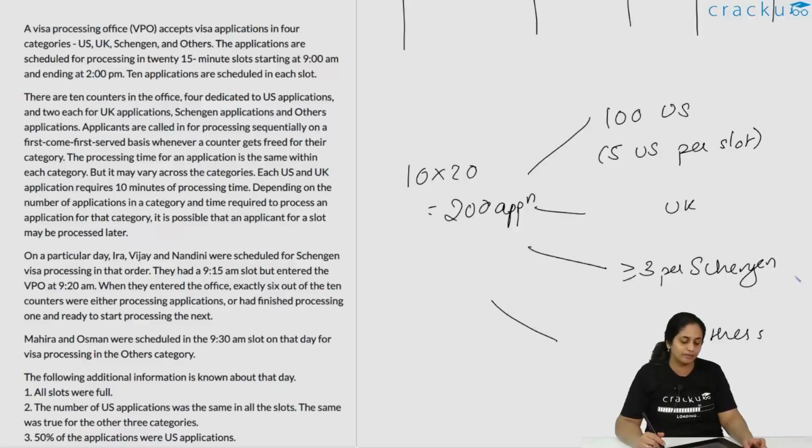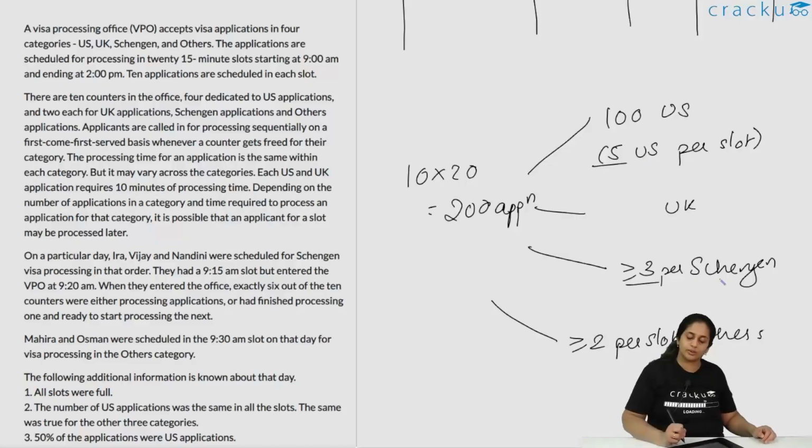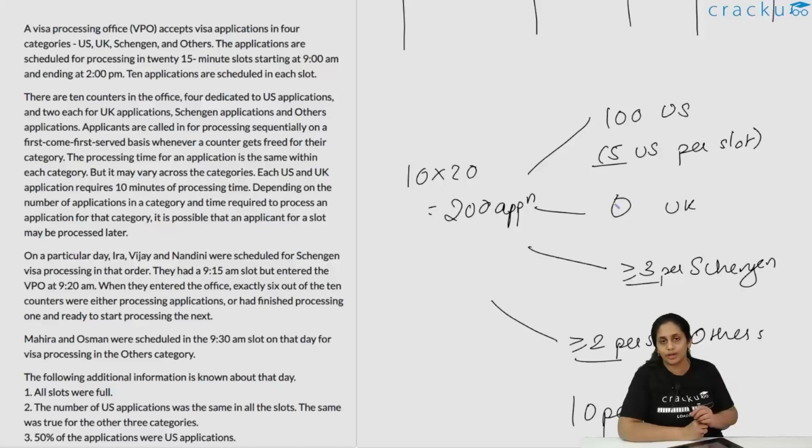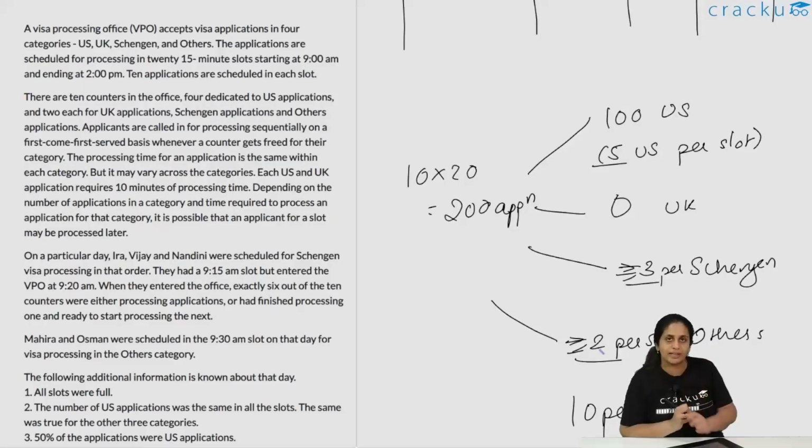Similarly, Mahira and Osman were scheduled in the 9:30 AM slot. So at least 2 were scheduled for the same slot for others. So this is at least 2 per slot. See, 5 per slot is over here, at least 3 per slot is over here and at least 2 per slot is over here. But the overall number of applications per slot is how much? It is 10 per slot. And 5 plus 3 plus 2 is equal to 10, which means that there are 0 UK applications. There are 0 UK applications. There are exactly 3 Schengen applications and exactly 2 others applications, because 2 were called at the same time, Mahira and Osman.